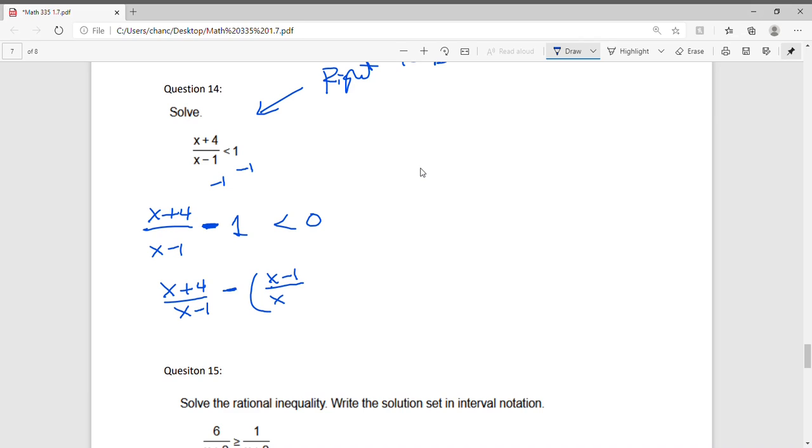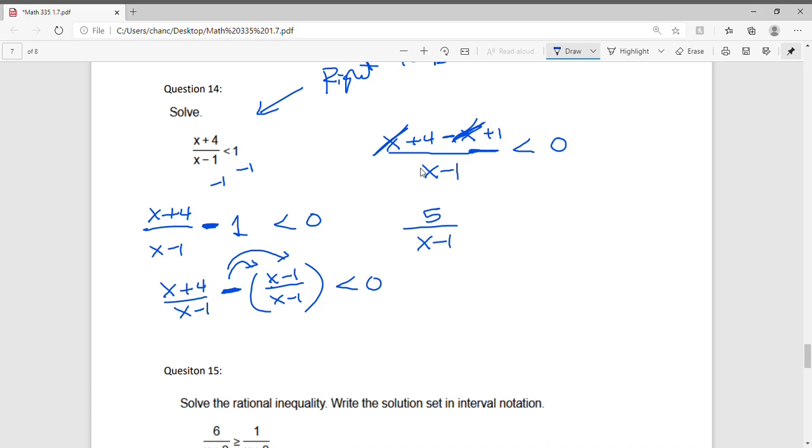Now the reason this is equivalent to 1 is we have the same number divided by the same number, so it must be equal to 1. That means I can distribute the negatives, and we have x plus 4 minus x plus 1 over our common denominator now of x minus 1 is less than 0. Now this would cancel out, and we get 5 over x minus 1 is less than 0.